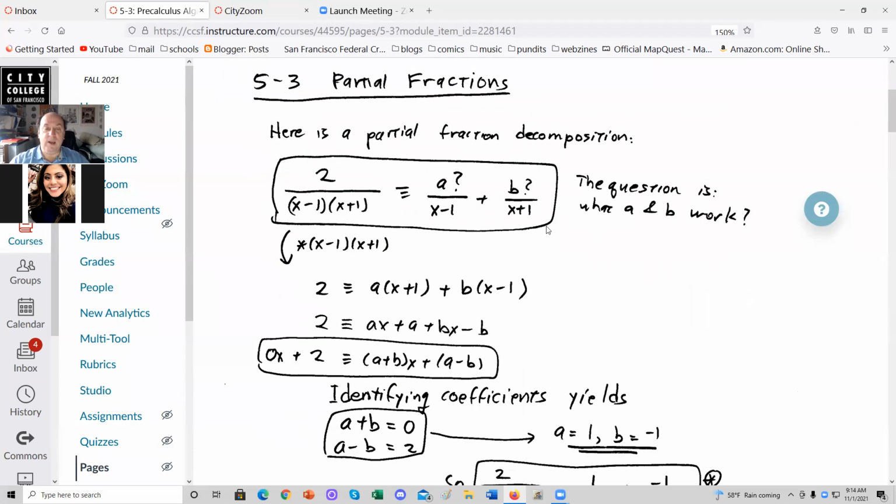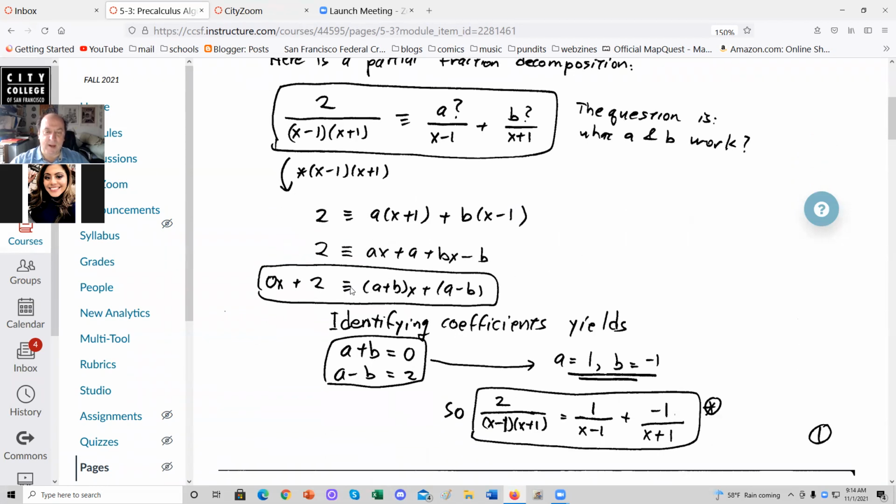Here's the trick. We multiply through by the common denominator. This x plus 1, x minus 1 cancels, leaves a 2. For this term, x minus 1 cancels, leaves an x plus 1. For this term, x plus 1 cancels, leaves an x minus 1. 2 equals a times x plus 1 plus b times x minus 1, identically equal. Then we expand it a bit and get 0x plus 2 identically equal to (a plus b) times x plus (a minus b). Since these are identical, they're true for any values of x.